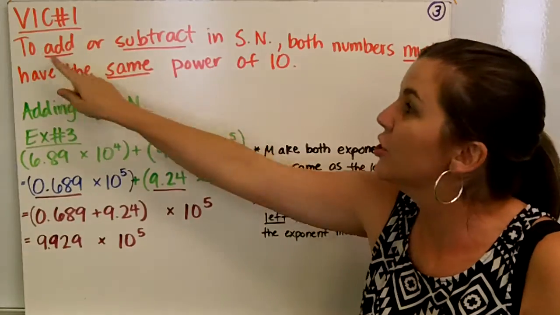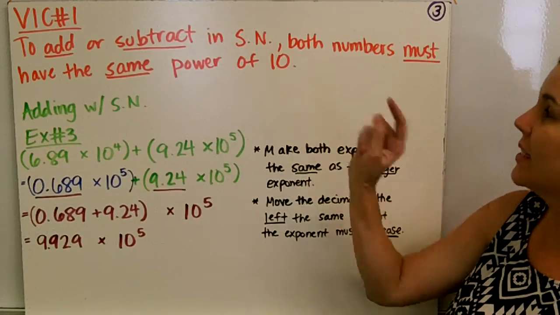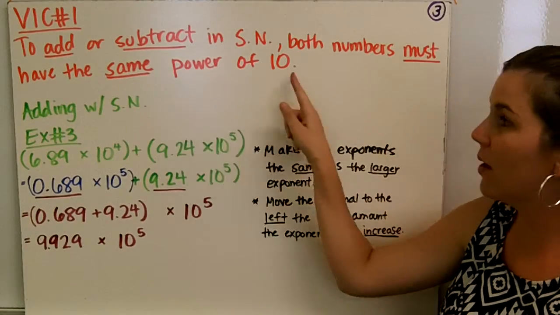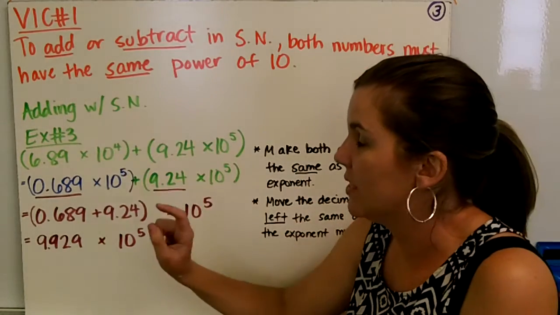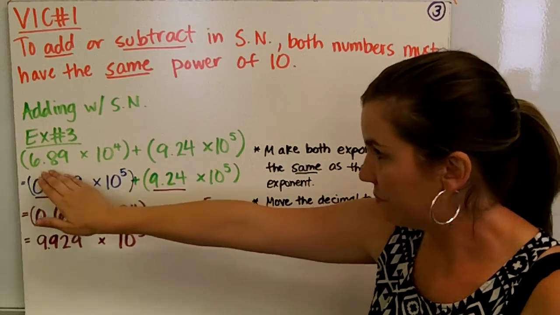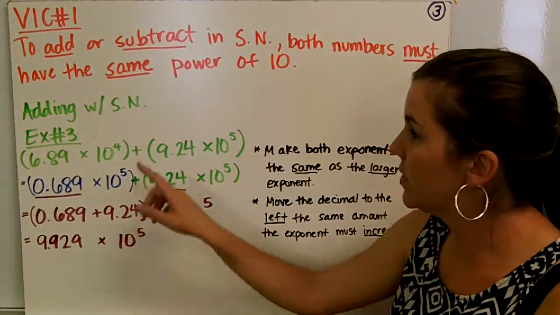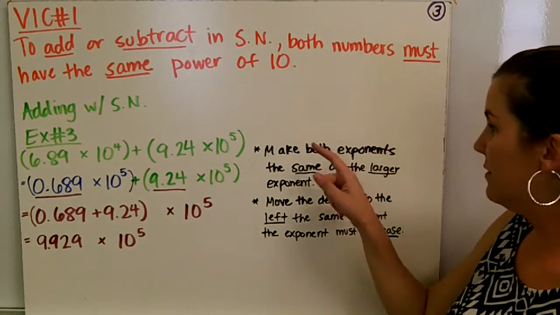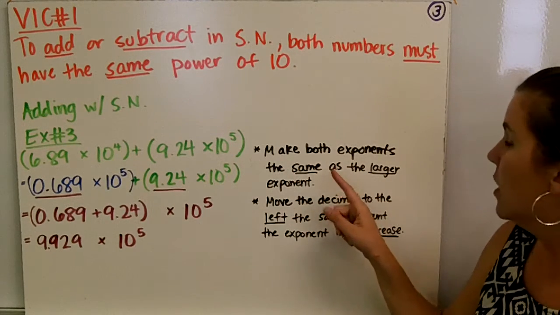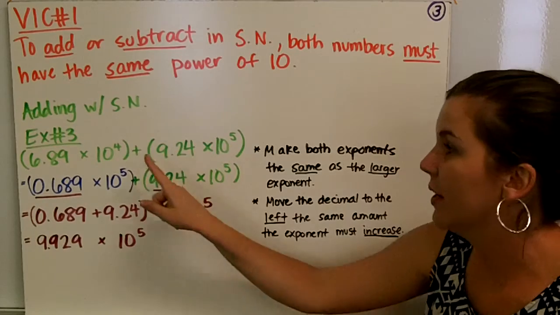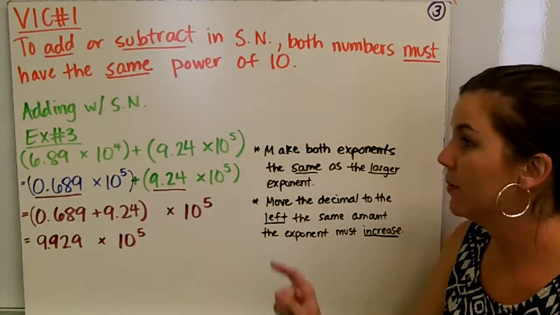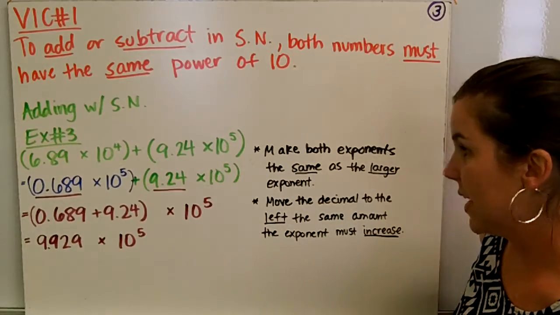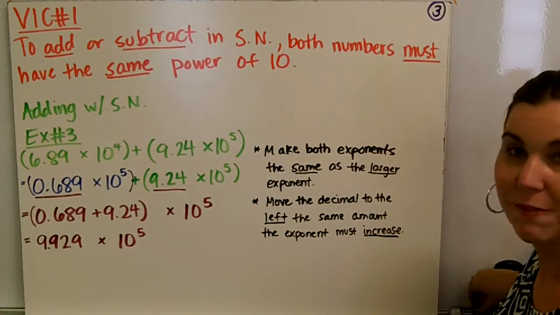Key idea number 1. To add or subtract in scientific notation, both numbers must have the same power of 10. Adding with scientific notation. Example 3. All right, 6.89 times 10 to the 4th plus 9.24 times 10 to the 5th. You have to make sure both exponents are the same as the larger exponent. I have 4 and 5 as my exponents. 5 is bigger, so I need to convert this first number to have the same exponent. So they both need to be 5s.